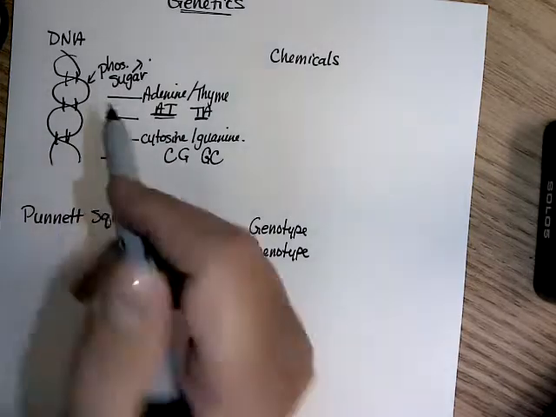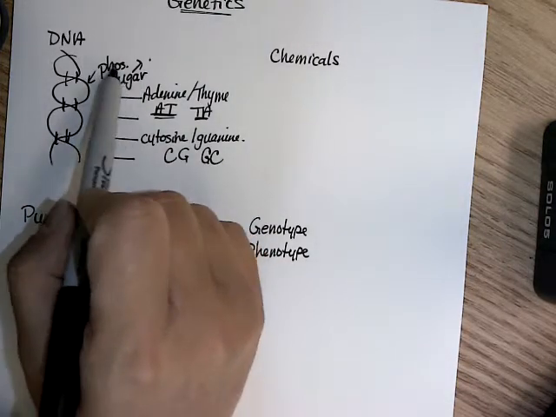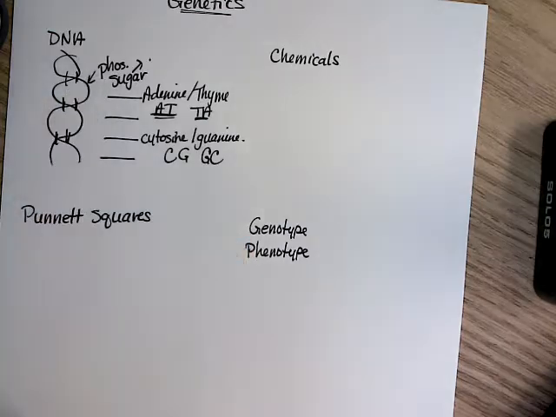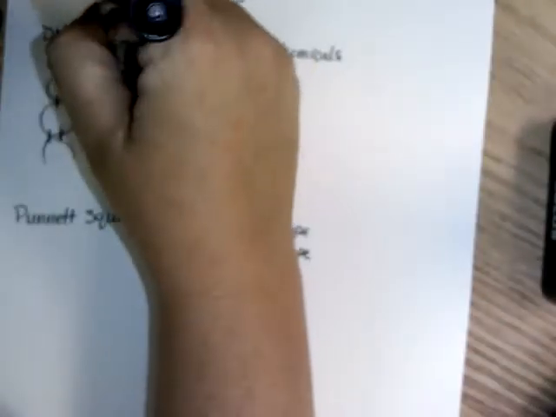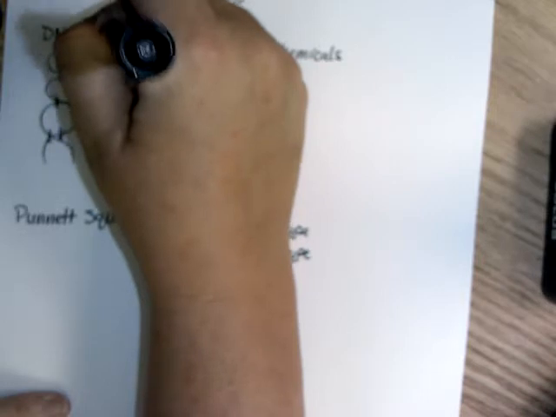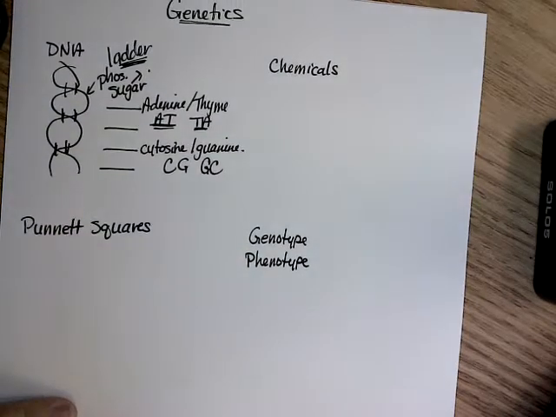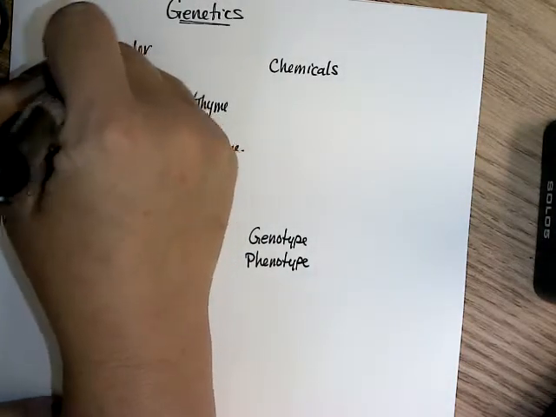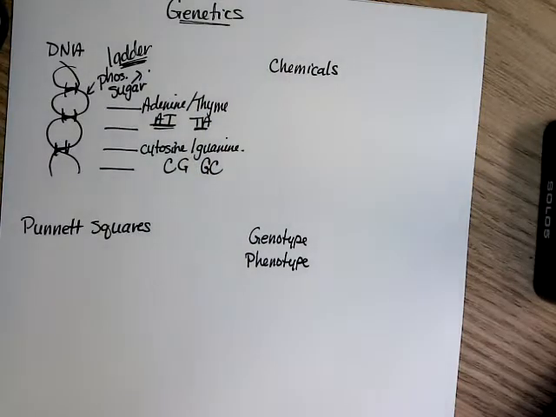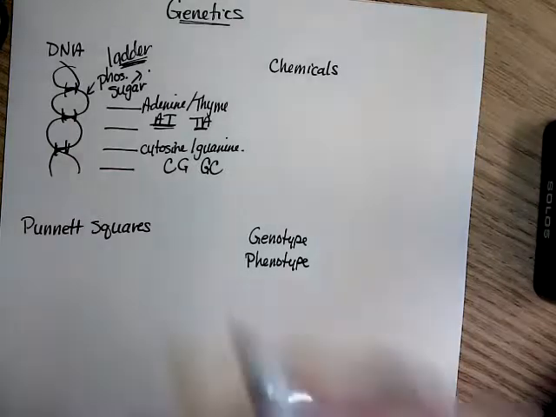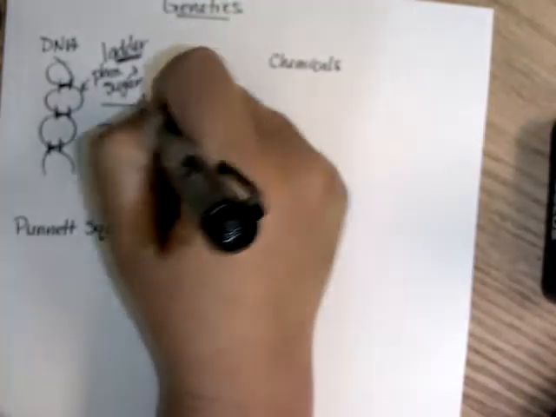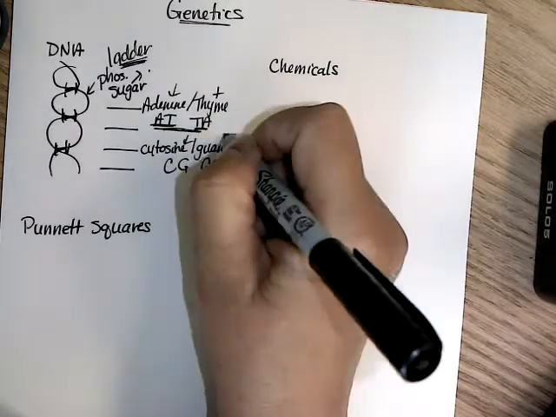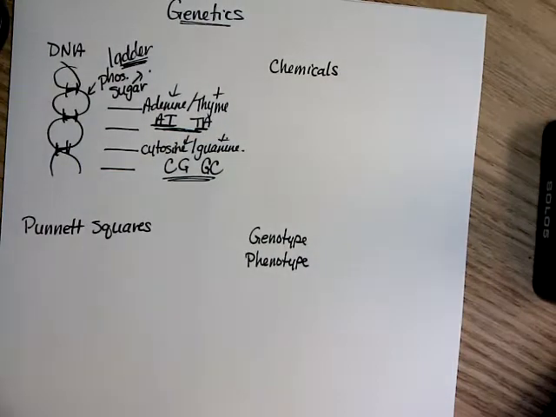So again, phosphorus and a sugar group makes up deoxyribose, and that is the ladder part of that DNA structure. And in between there's rungs, and those rungs are what gives you the code that makes you you. And those are made up of only 4 chemicals. Adenine and thymine are always paired together, and cytosine and guanine are always paired together.